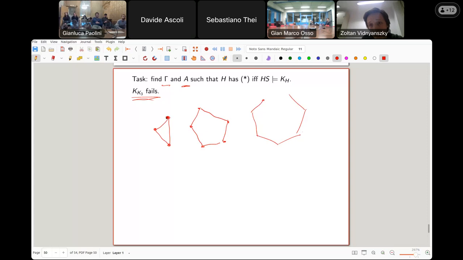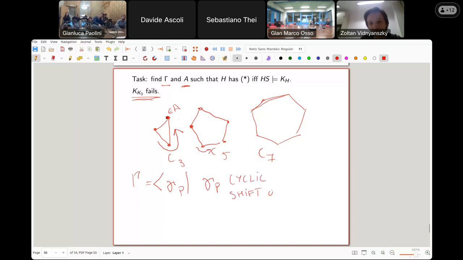Okay, hopefully it's one, two, three, four, five, six, seven-ish. So anyway, this is C3, C5, C7. And these are going to be the atoms. So these are elements of A. And I have to come up with a group. And the group is going to be generated by cyclically permuting these cycles. So Γ is going to be the group generated by γ_p, where γ_p is a cyclic shift of C_p, for example of C7. Okay, so a very similar model to this was already considered in the case of the original results by, I think, Levy. And okay, so what's the point here?